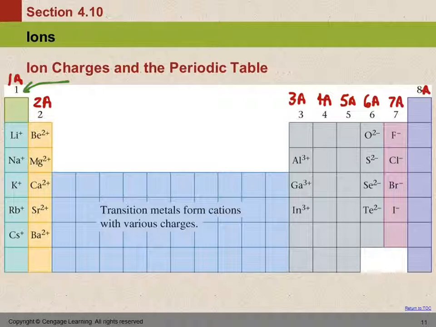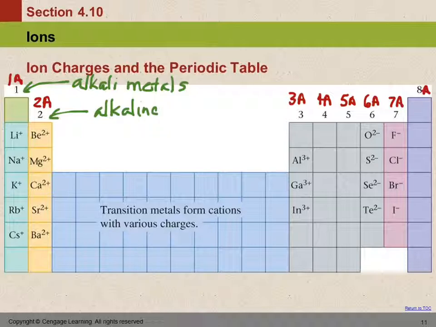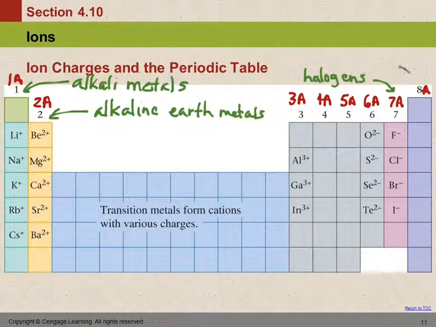So this first group has a special name. They're called the alkali metals. And this second group, group 2A, these are called the alkaline earth metals. Those names are similar, so try not to get them mixed up, but you should know those names. Over here, group 7 has a special name. Those are called the halogens. And group 8 is the noble gases.